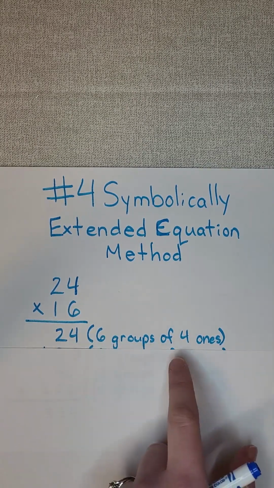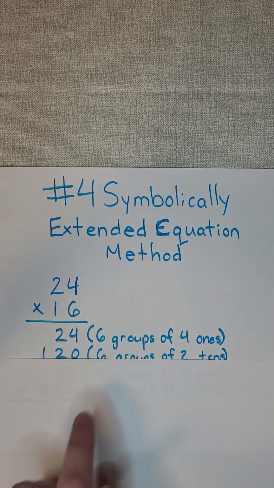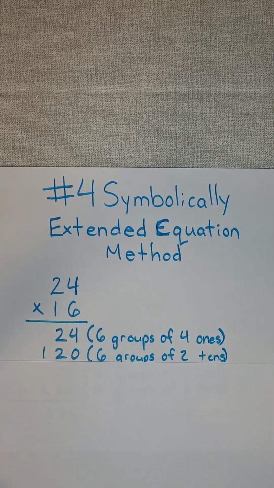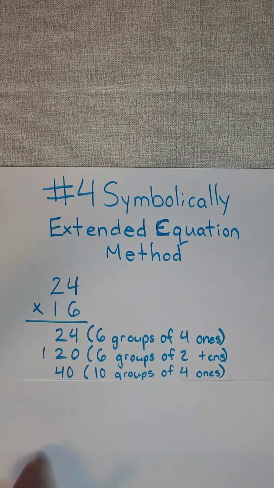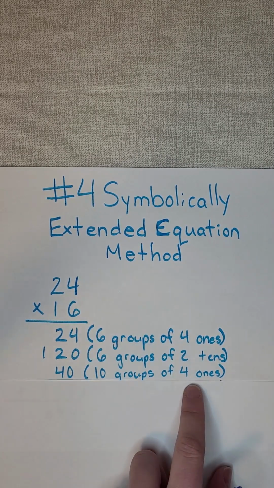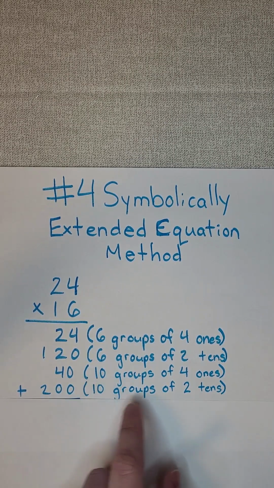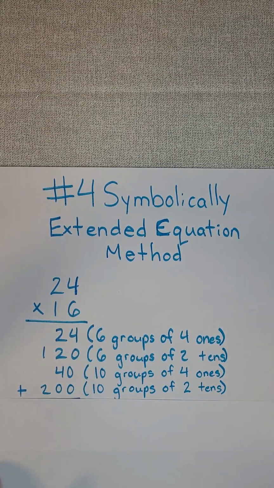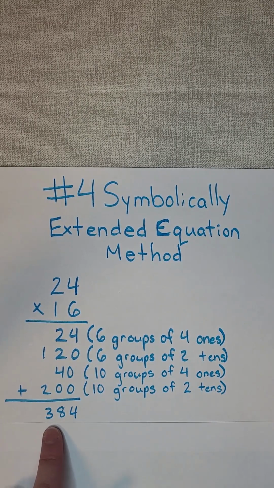But I'm going to write on the side 6 groups of 4 ones. Next, I'm going to make 6 groups of 2 tens, which gives me 120. After that, I'm going to create 10 groups of 4 ones. And last of all, I'm going to make 10 groups of 2 tens, giving me 200. I can add them all together and get my product of 384.